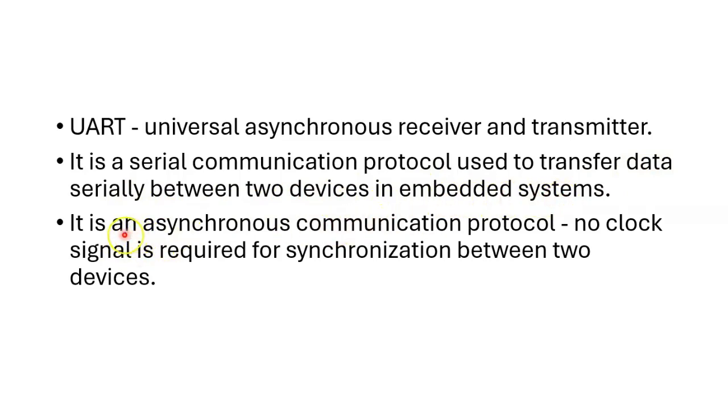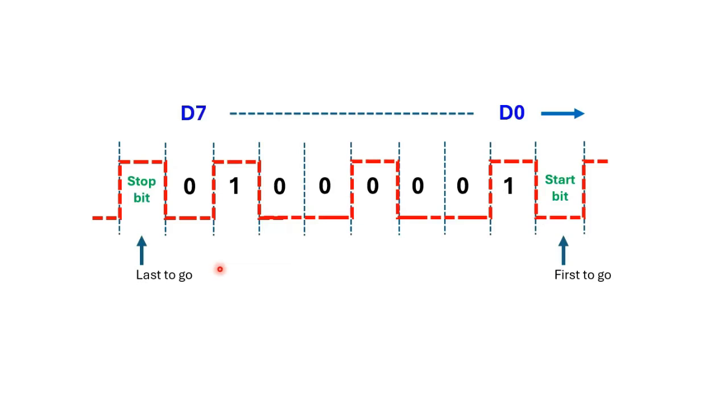Now, it is an asynchronous communication protocol. What that means is that no clock signal is required for synchronization between two devices. Now, before I go any further, let's briefly review what serial transmission is. So here I have a series of bits. Now, serial transmission is transmitting a sequence of bits in a continuous stream as depicted here.